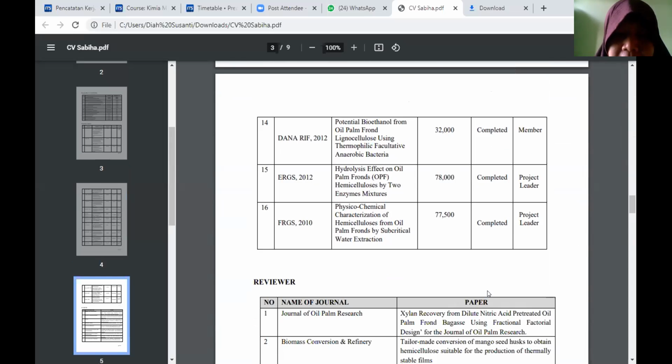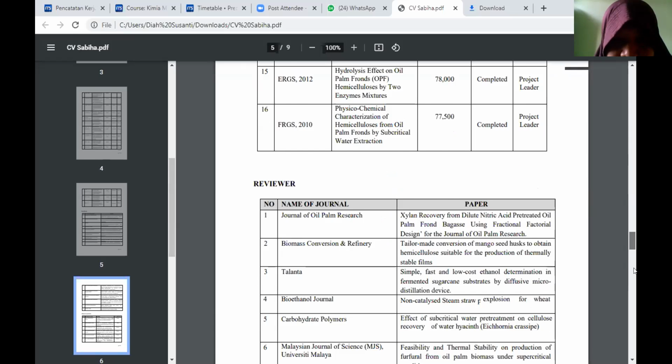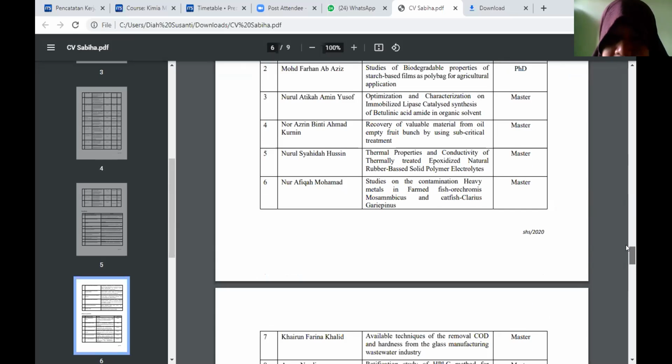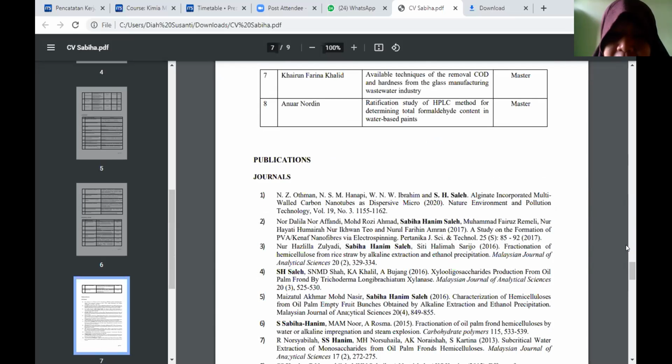Her research is about, for example, alginate incorporated multi-wall carbon nanotube as dispersive micro, and a study on the formation of PVA nanofibers via electrospinning. Mainly it is about biomass, cellulose. Here in our university, the researchers who focus on biomass are probably from the chemistry department or chemical engineering department.